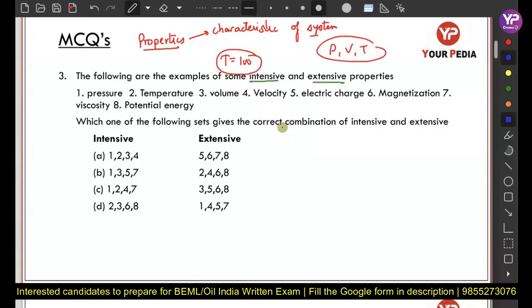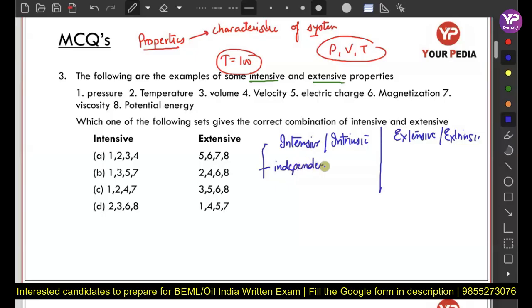Now, if we classify the property, there are different ways. Here we have intensive property, which can also be considered as an intrinsic property. Then we have an extensive property, which can be considered as an extrinsic property also. Okay, intensive properties are those properties which are independent of the mass here, and extensive properties are those properties which are dependent on the mass.